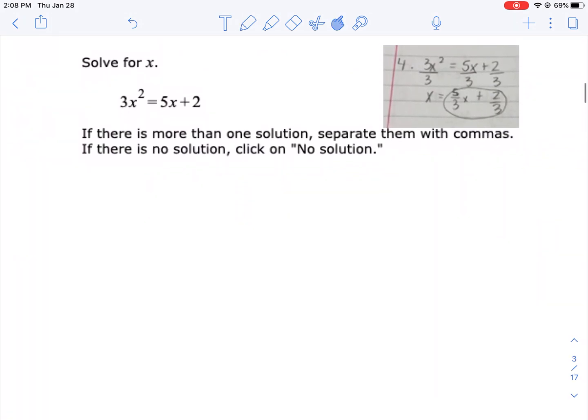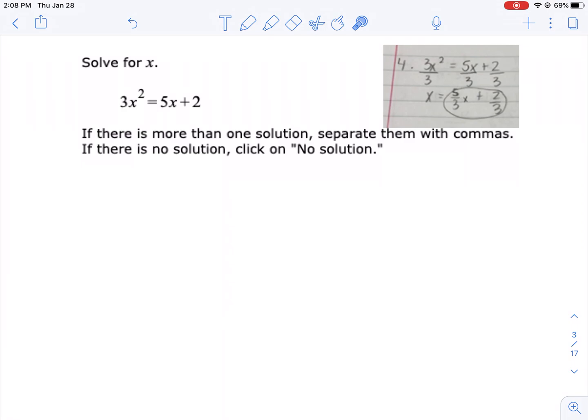If we take a look at this problem, not the way you did it. You cannot solve this when you have an x squared just by dividing by 3. That doesn't make any sense. 3x squared divided by 3 is not x, it's x squared. Anyway, so we're going to do the same thing we did on the last one.